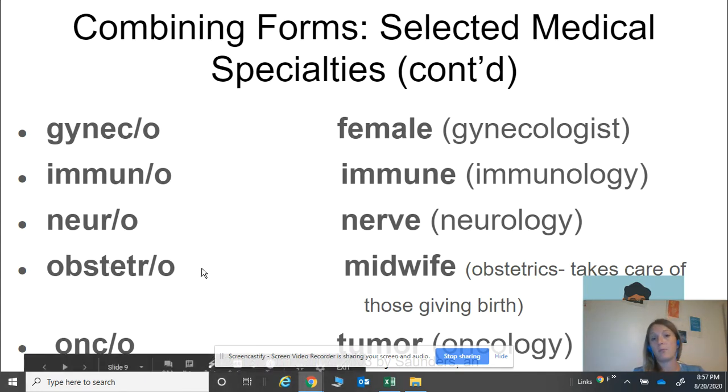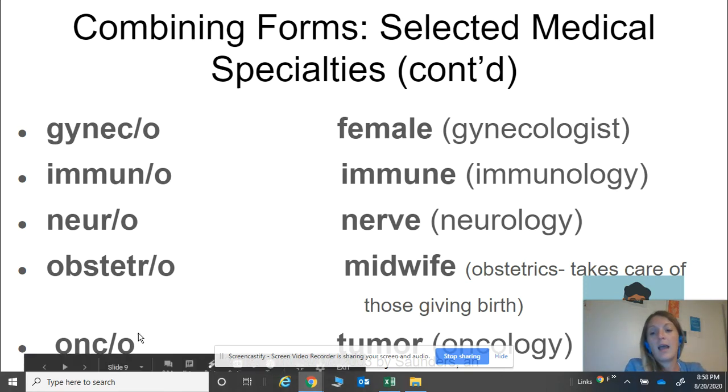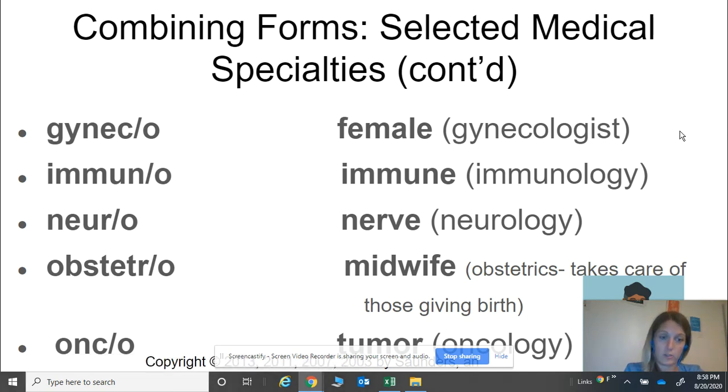Obstetro means midwife directly, so a midwife is someone who takes care of those who are giving birth and helps someone give birth. So you'll usually see a medical specialist who's an obstetrician and a gynecologist. You might hear someone say, I'm going to my OB, or I'm going to my gyno, or they'll say my OB/GYN. Onco is tumor, so oncology, the study of tumors, usually pertaining to cancerous tumors.